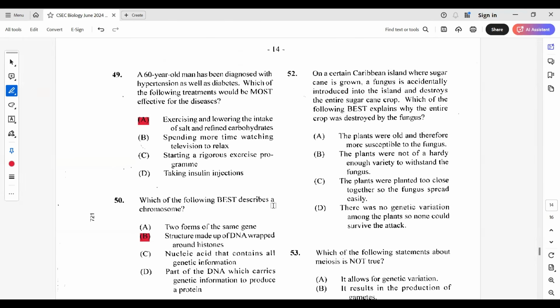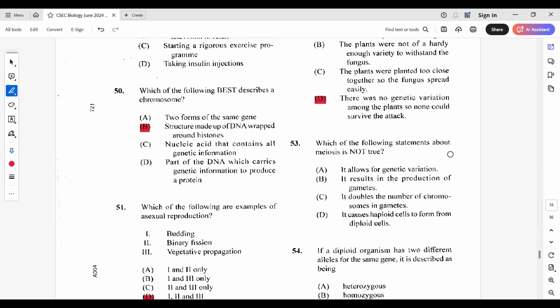On a certain Caribbean island where sugarcane is grown, a fungus is accidentally introduced into the island and destroys the entire sugarcane crop. Which of the following best explains why the entire crop was destroyed by the fungus? Because they have no genetic diversity, which points to D. There was no genetic variation among the plants, so none could survive the attack. Yeah?